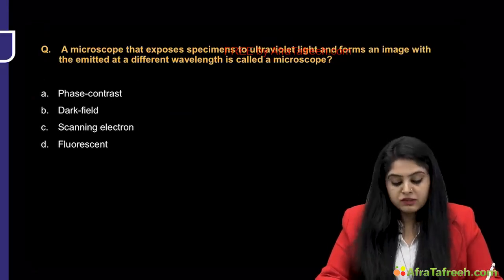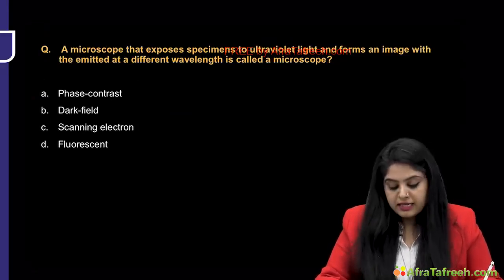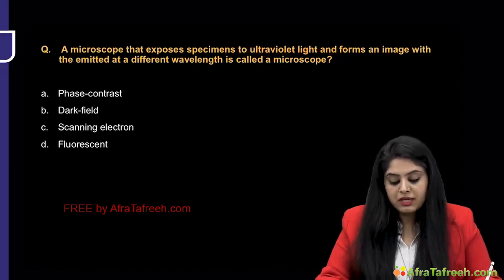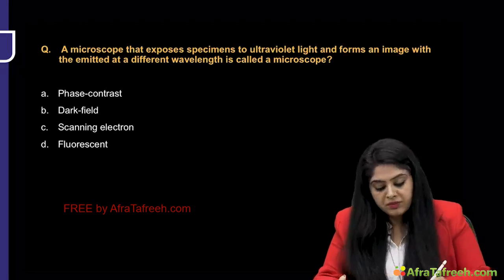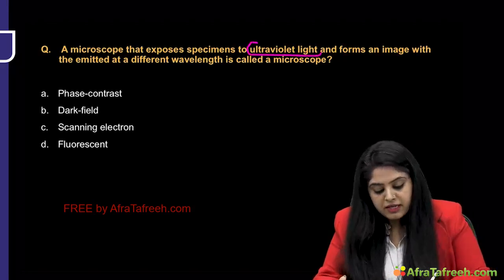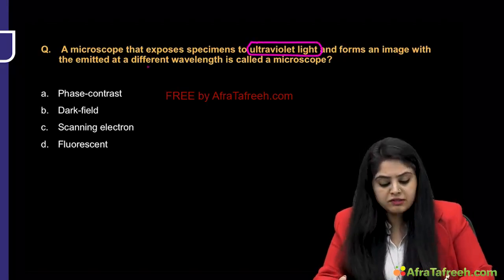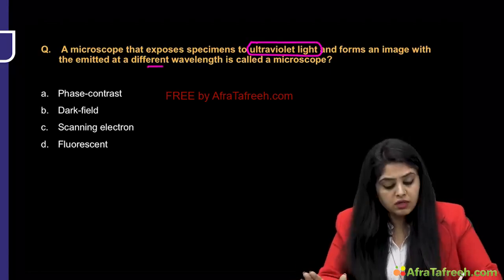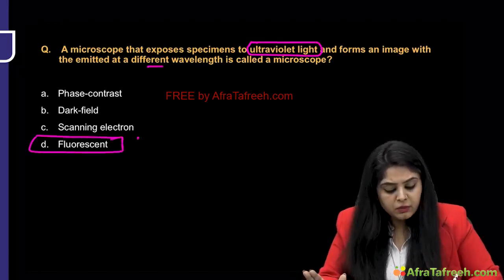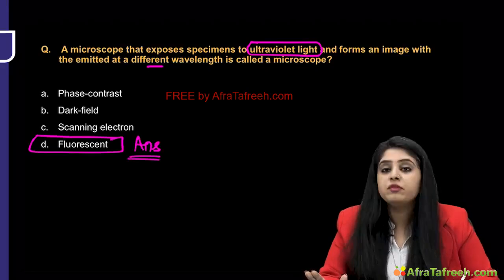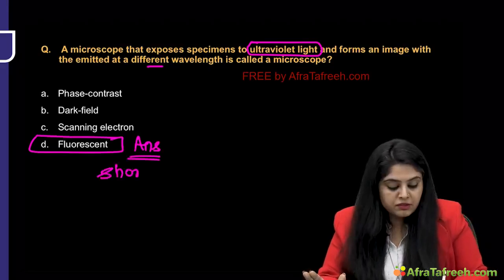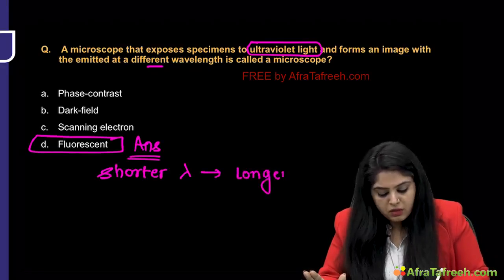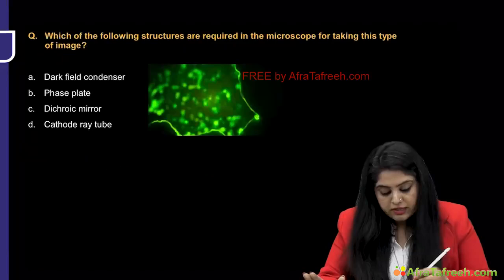A microscope that exposes specimens to ultraviolet light and forms an image with the emitted one at a different wavelength is called a dash microscope. So, firstly, as soon as I read ultraviolet light, I got my answer. Then they also said there's some change in wavelength, shorter to longer. I think everyone knows we are dealing with a fluorescent microscope over here. And do you remember the classical principle? The shorter wavelength was converted into a longer wavelength. Moving on to the next one.